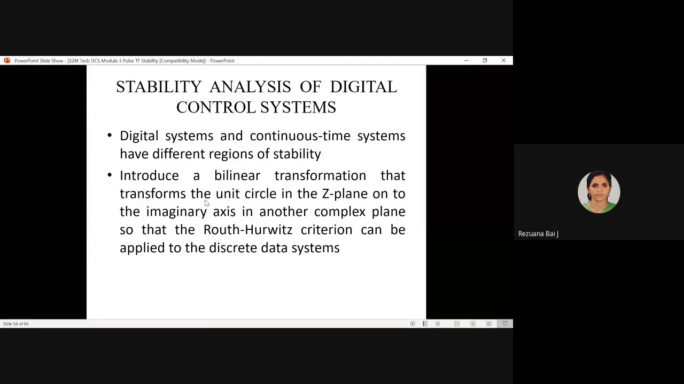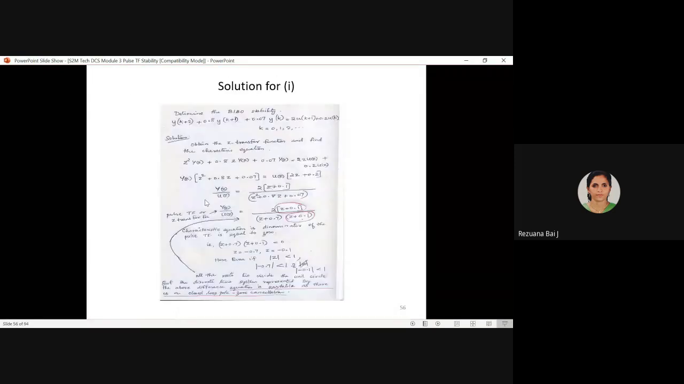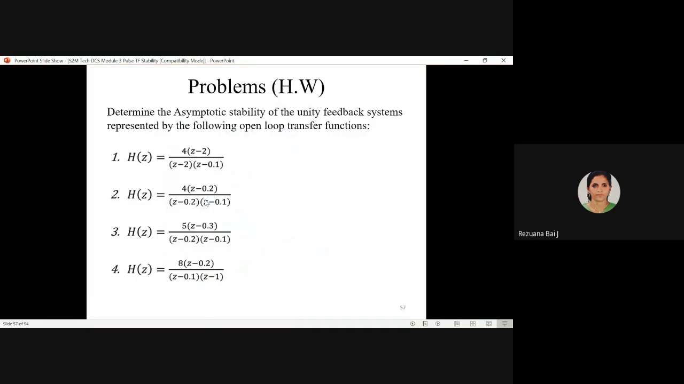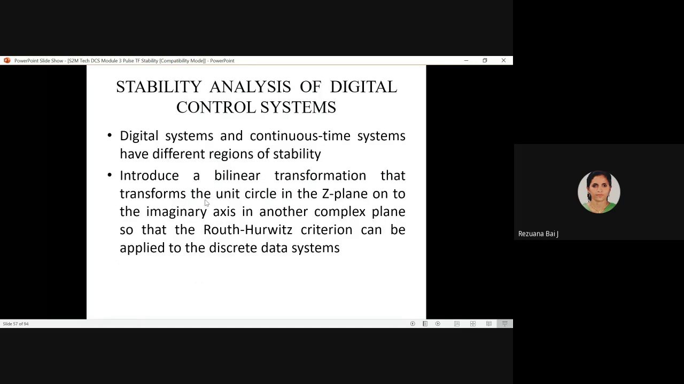Okay, before the last class, we stopped here. I told you to do this one. I have done it in the class, and this you need to do as homework. I told you. How many of you have done it? I do not know anyway.